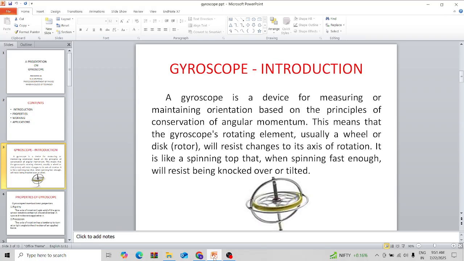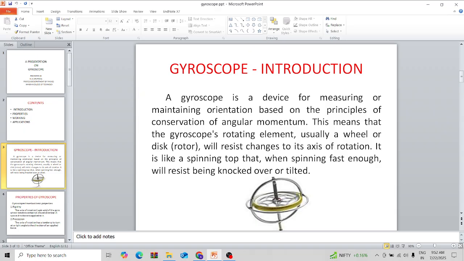So if you see the gyroscope introduction, this is the basic gyroscope model. It's a device for measuring or maintaining orientation based on the principles of conservation of angular momentum. That is nothing but when external torque is not applied, the total system is conserved. That is the principle of conservation of angular momentum.